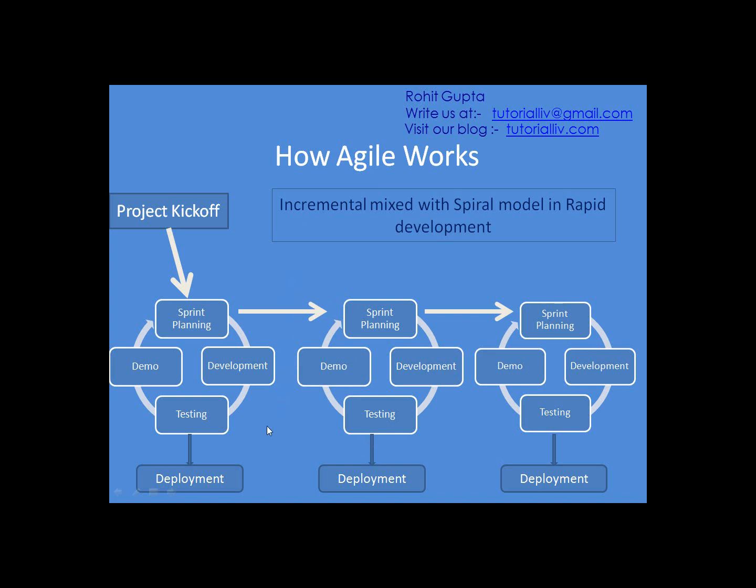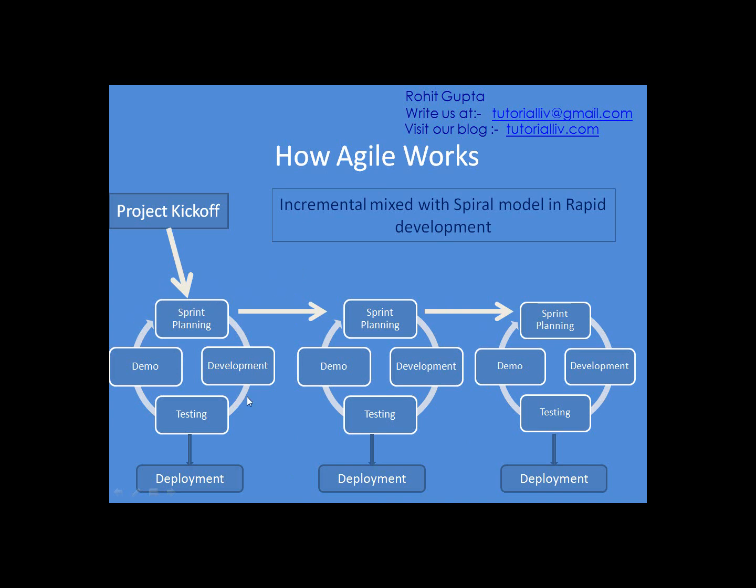So what happened? We have delivered the first part of the solution, then the second part, then the third part of the solution. And once all three parts of the solution have been delivered to the customer, you will see the whole project, the whole solution, has been delivered to the customer. And what I said in the starting is that this is basically an incremental model mixed with the spiral model.